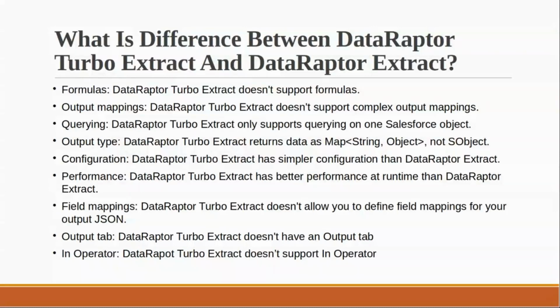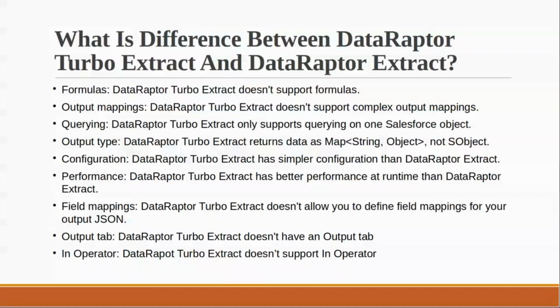So in Turbo Extract, we do not have the leverage to map our output JSON, whereas in Extract we can do so. Then the output tab: Data Turbo Extract doesn't have an output tab. That means we can only show the preview. There is nothing such as mapping of the data.